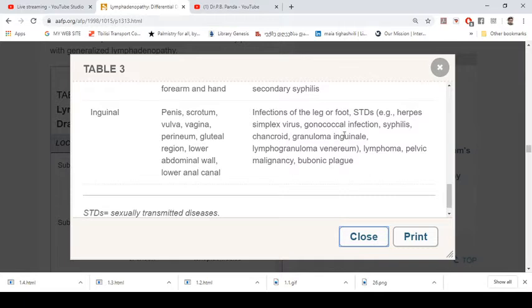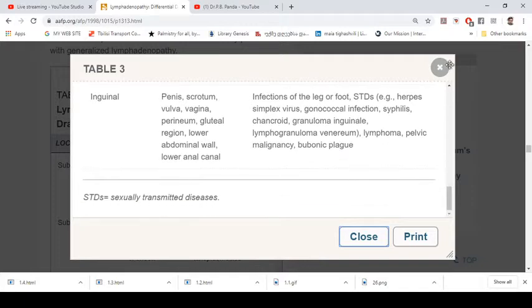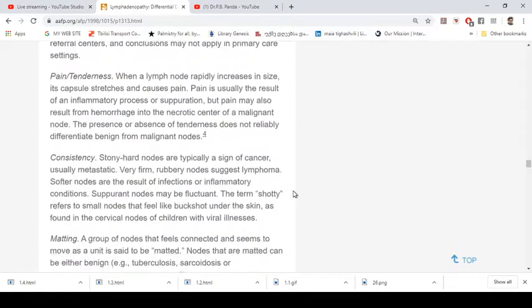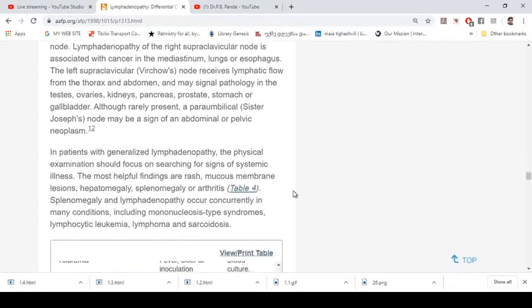In inguinal regions, most of all STD diseases like herpes simplex virus, gonococcal infections, syphilis, chancroid, granuloma inguinale, lymphogranuloma venereum, and pelvic malignancy and bubonic plague. These are the diseases we have to be concerned about before we diagnose our disease.